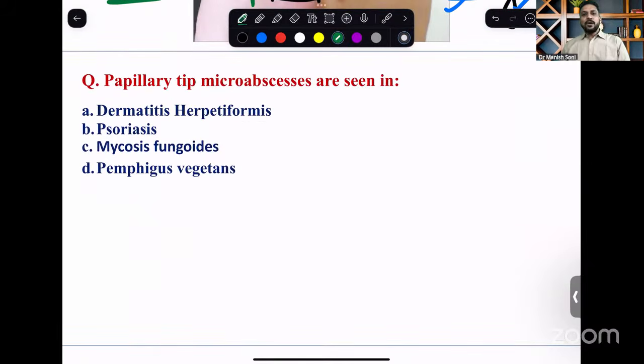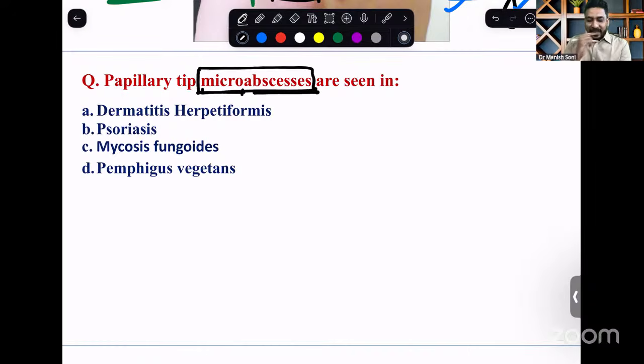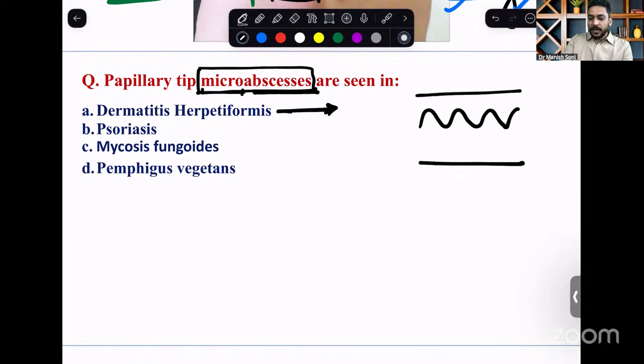Now, sometimes they ask you about another histopathological finding known as papillary tip microabscess. Now, these microabscesses are very important and already many times questions have been asked. So remember, micro means small and abscess are small collections of cells. So these small collections of cells are seen in dermatitis herpetiformis. Now, in dermatitis herpetiformis, these small collections of neutrophils start developing and they are generally present at the tip of the dermal papilla.